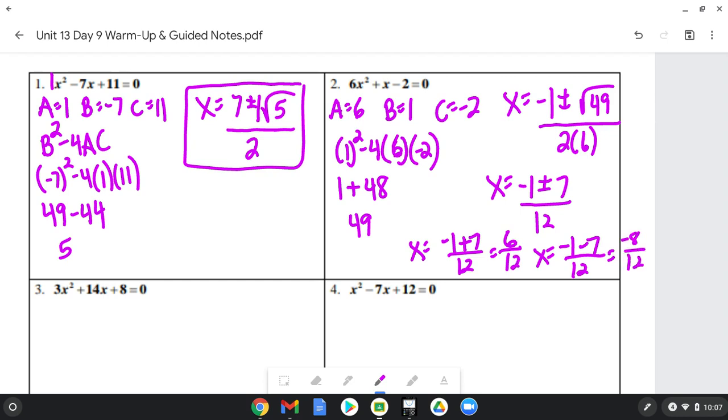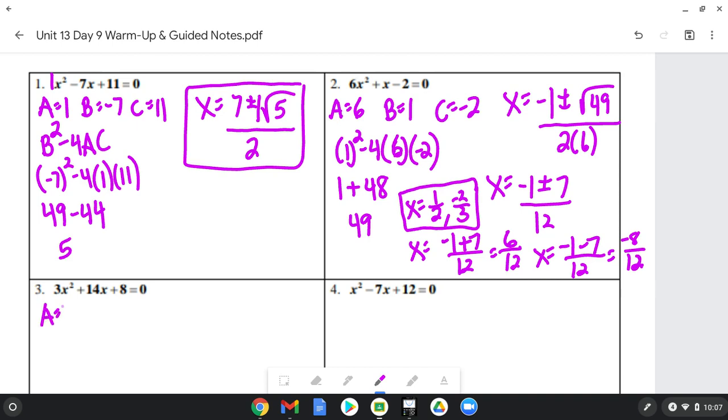Both of those fractions can be simplified. In the end, I get 1/2, because we do 6 divided by 12 in my calculator, do math and then frac. And then -8 over 12 would give me -2/3. So these would be my two answers there. That is how we use the quadratic formula on a couple. So let's go on to 3 and 4.